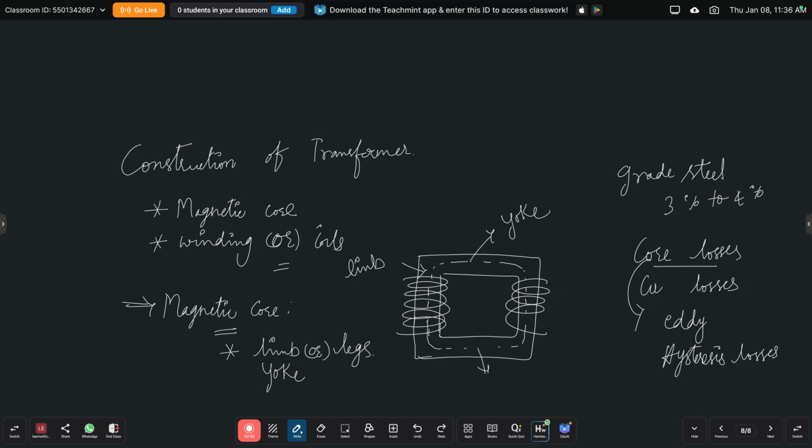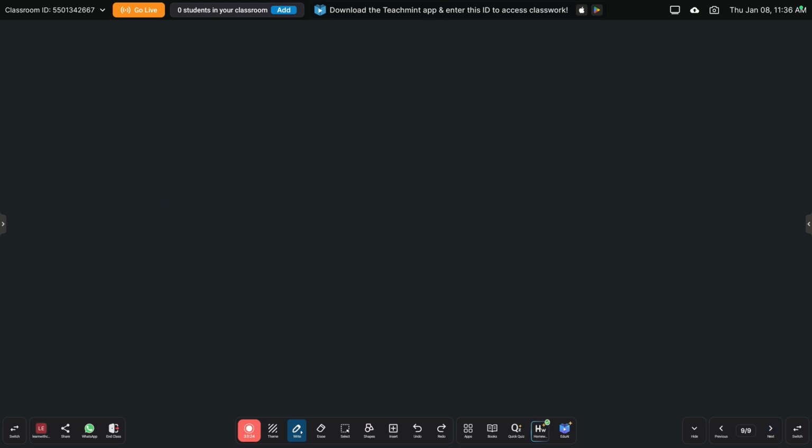So to reduce these losses, the cores are laminated. The lamination should be insulated. The thickness of the lamination should be as minimum as possible, 0.3 mm to 0.5 mm, to reduce the eddy current losses. The laminations are overlapped so as to avoid the air gap at the joints. Generally, L-shaped or I-shaped laminations are used.